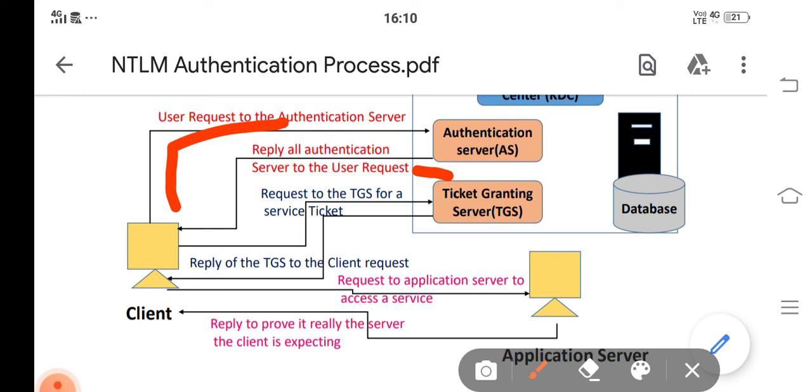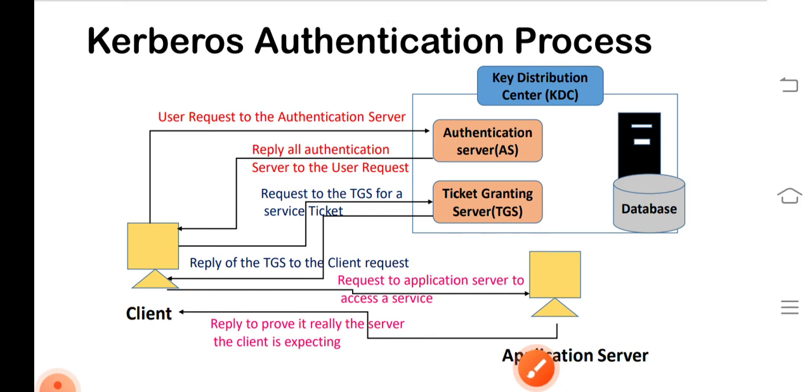And here, the client sends a request to the application server to access a service. And here the application server replies to prove it really is the service the client is expecting. So this is the Kerberos authentication process.